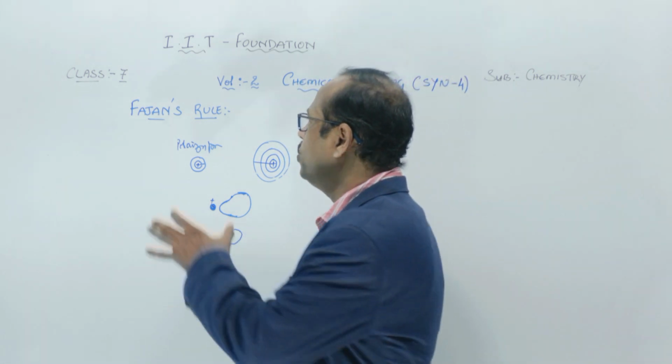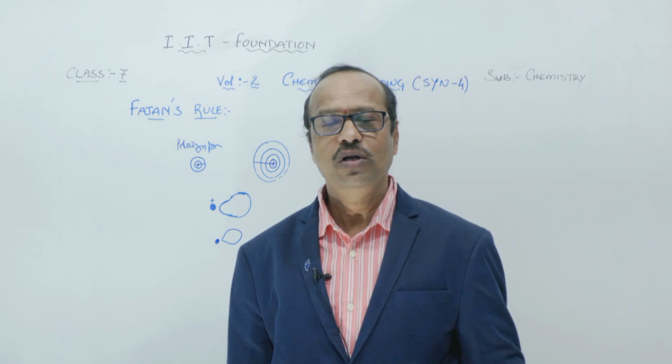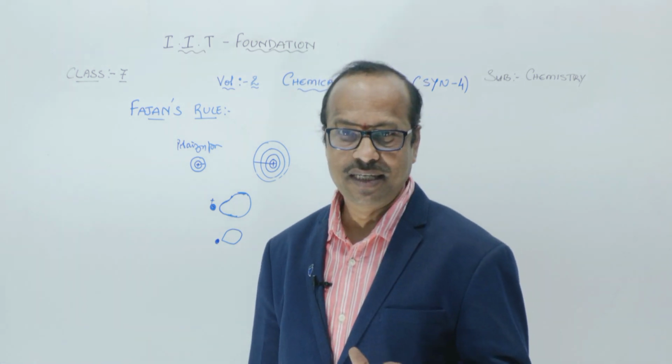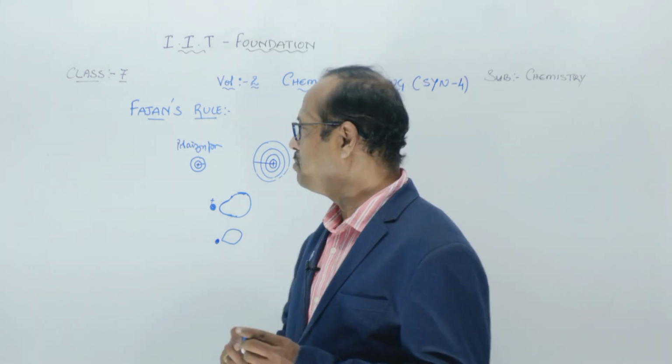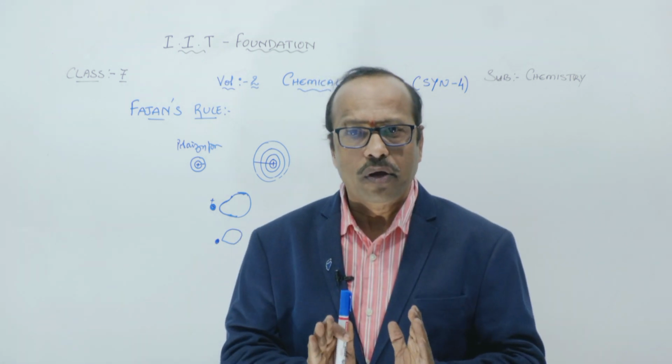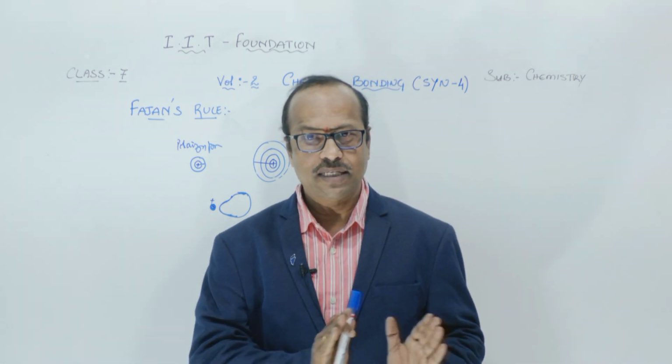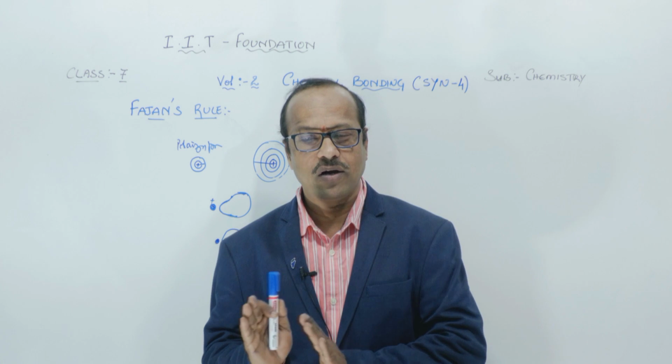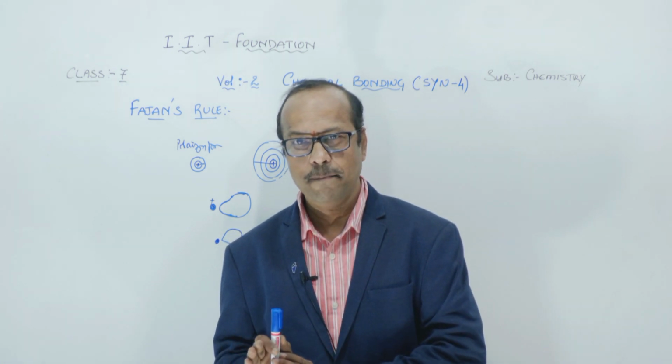So this is about Fajan's rule. What Fajan's rule states, simply, is that no compound is completely 100% ionic or completely 100% covalent.